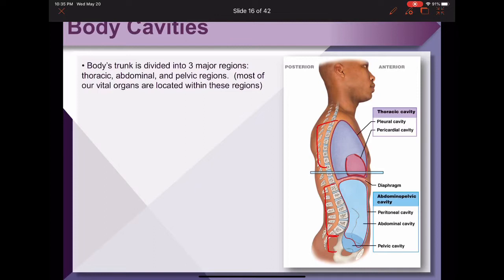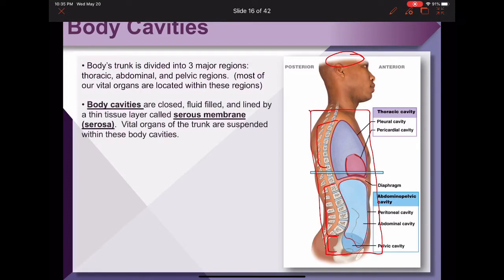cavity, okay, or regions. So most of our vital organs are located within these regions, other than our brain, of course, because our brain is housed in the skull right here. So most of your other very critical organs are mainly in the trunk of the body. So body cavities are defined as those that are closed, fluid-filled, and lined by a thin tissue layer called the serous membrane, or serosa, the serosa layer.